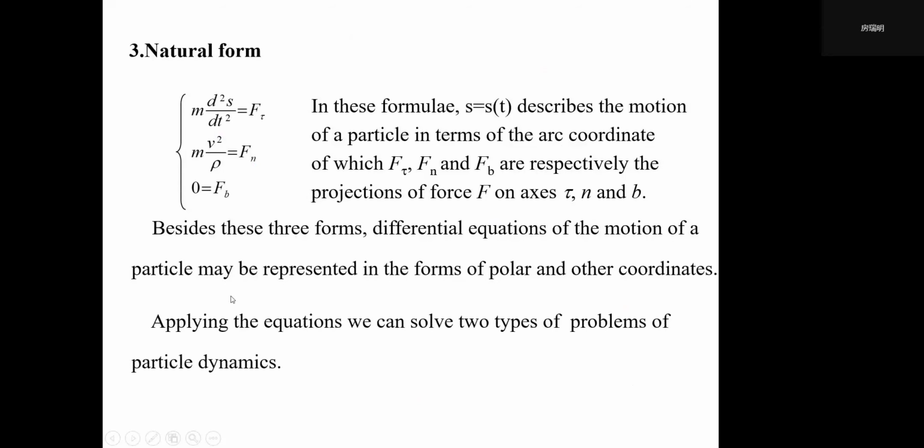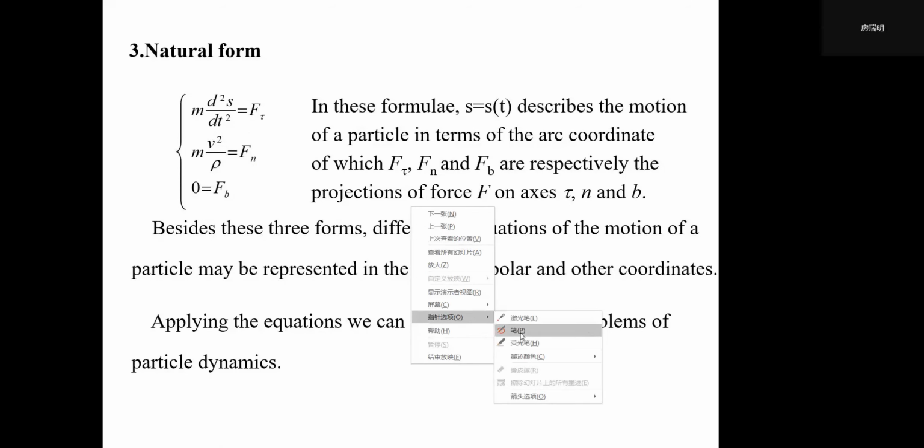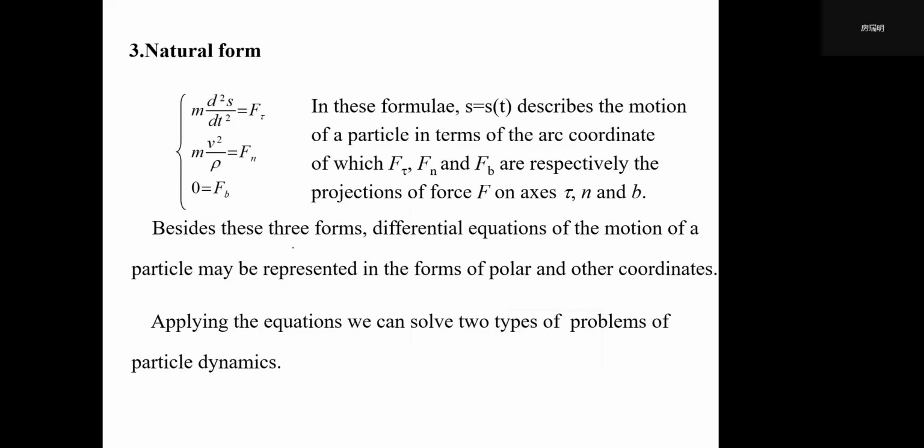And applying the equations, we can solve two types of problems of particle dynamics. Actually, we call them two types of problems. It's very easy to understand. So I can show you like this. Since we know F equals M A, if F is known, then we can find A, which equals F over M.